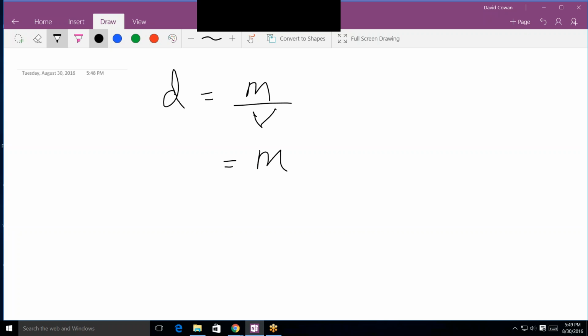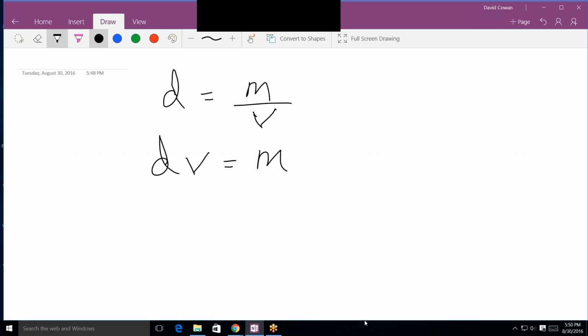d equals m divided by v. How do you get rid of the v? d times v equals m. Remember, you're always doing the opposite of what it is doing currently. Currently, v is dividing into m. So we want to make sure we multiply by v.